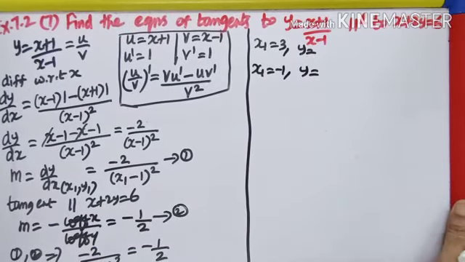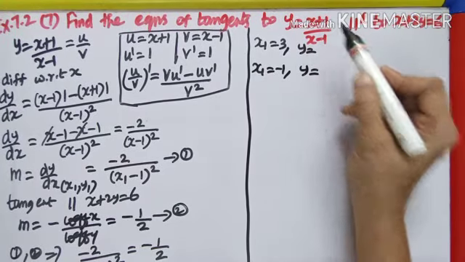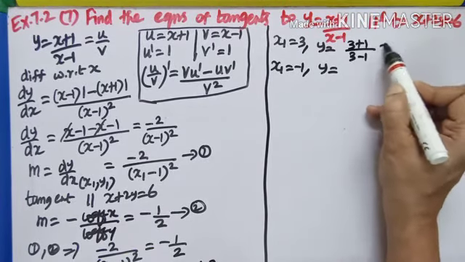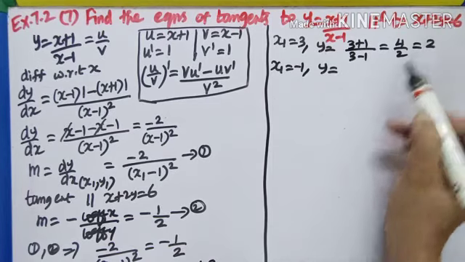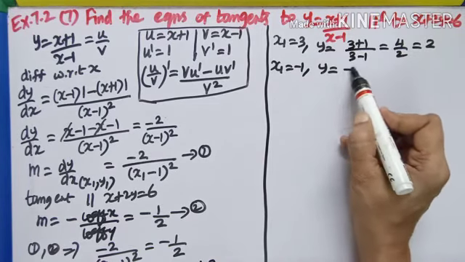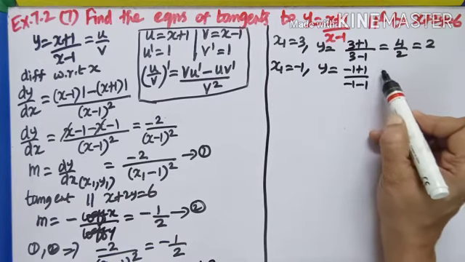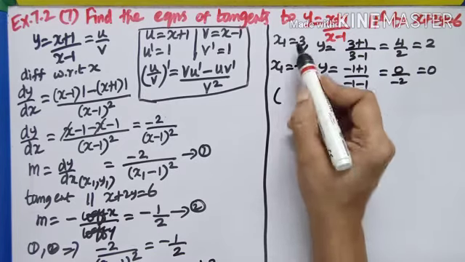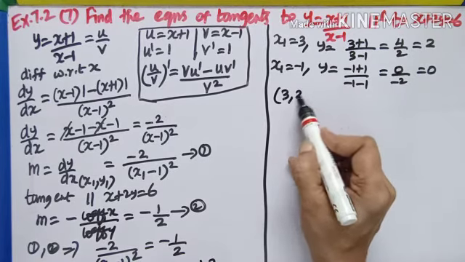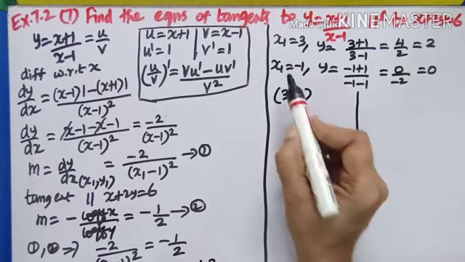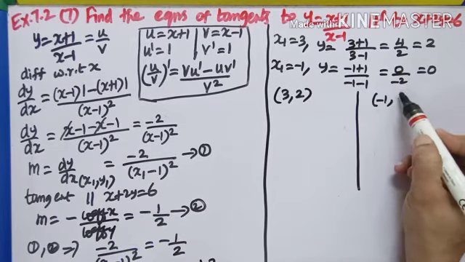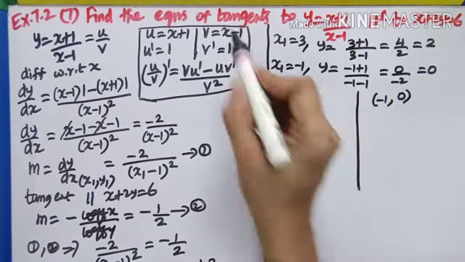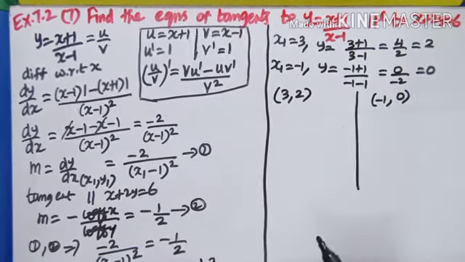Let us substitute. What is y actually? x plus 1 by x minus 1. So 3 plus 1 by 3 minus 1, 4 by 2 is 2. When I put minus 1, minus 1 plus 1 by minus 1 minus 1, 0 by minus 2, that is 0. So the first point: x value 3, y value 2. Second point: x value minus 1, y value 0. The question is not the points but the tangents. So proceed with the tangent equation.